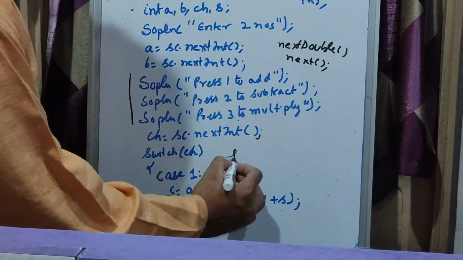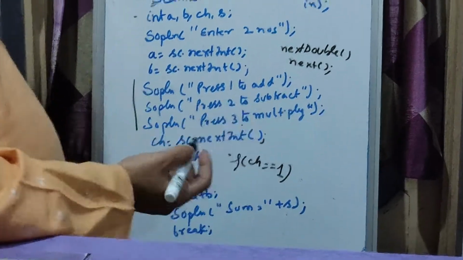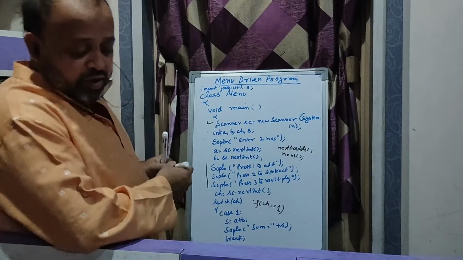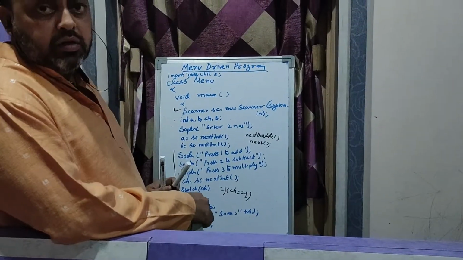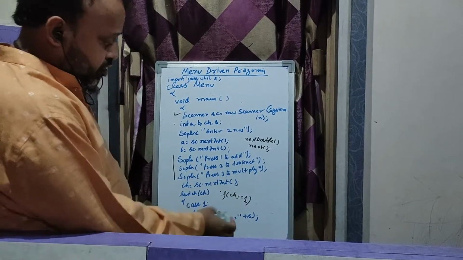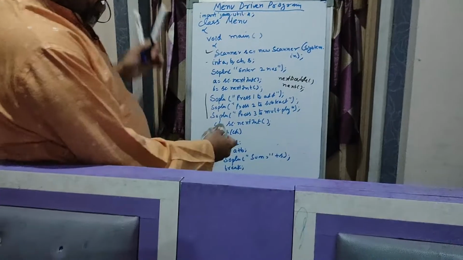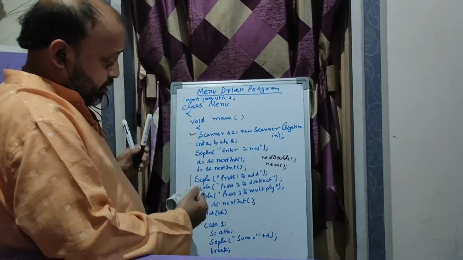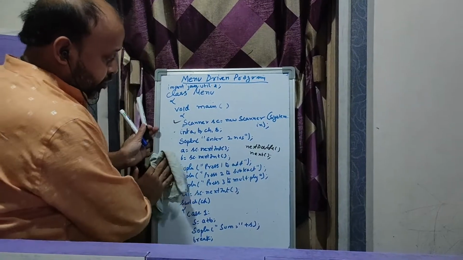Instead of case 1, you could have used if ch equals to 1. In this switch, we can use either character or integer. Don't try to use string. In fact, you can use it. Now, this case 1 is done. Like this, we will have two more cases. So I am rubbing this part and writing two more cases.